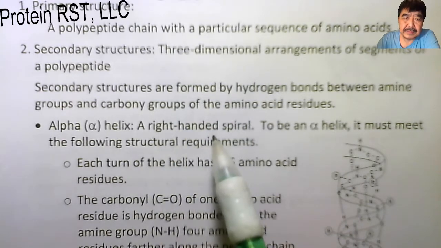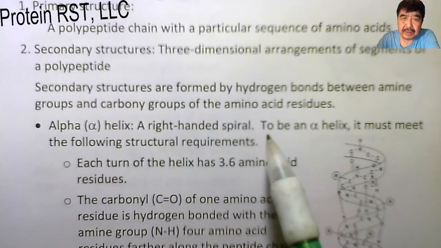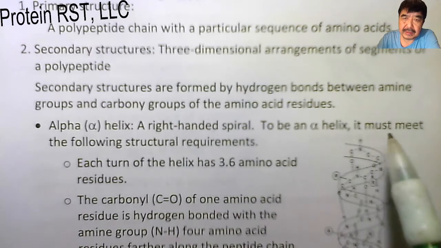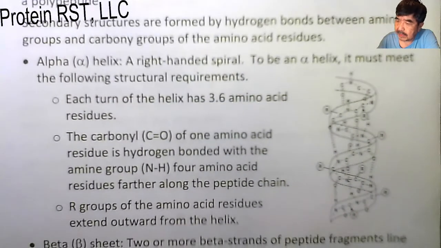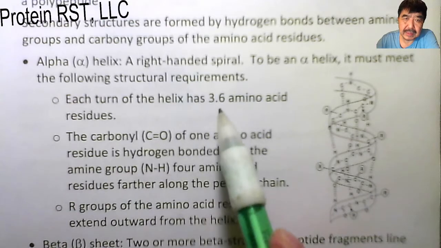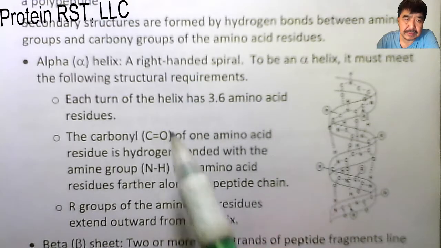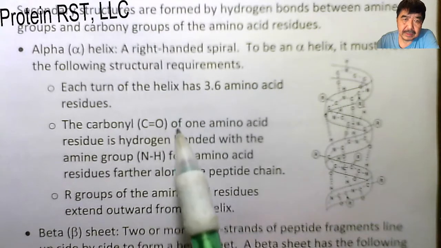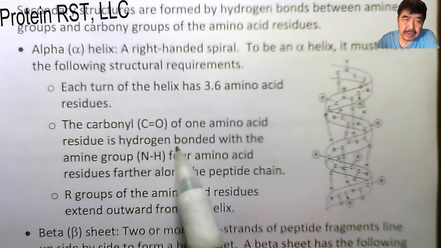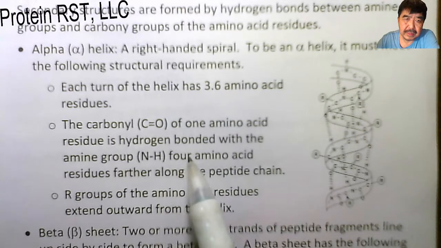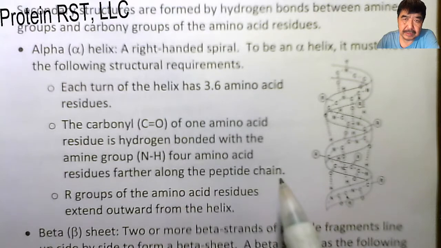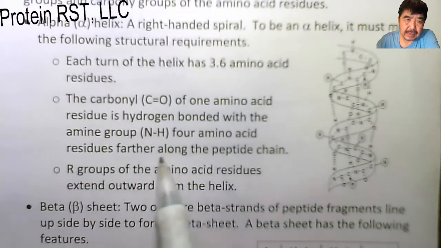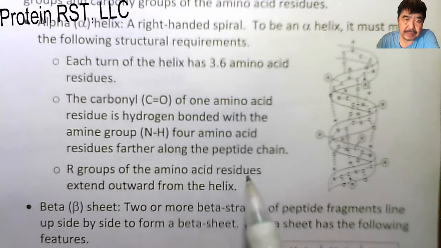Alpha helix is a right-handed spiral. To be an alpha helix, it must meet the following structural requirements. The first one, each turn of the helix has 3.6 amino acid residues. The second one, the carbonyl of one amino acid residue is hydrogen bonded with the amine group 4 amino acid residues farther along the peptide chain. And the third one, the R groups of the amino acid residues extend outwards from the helix.